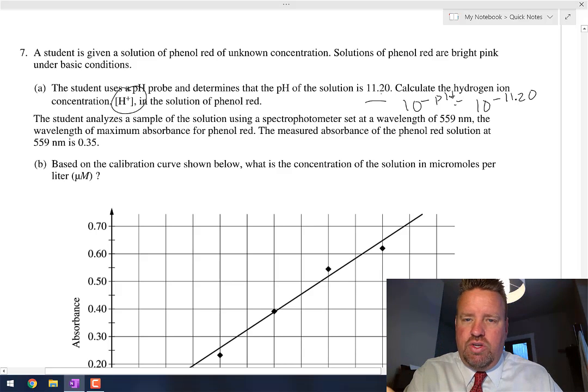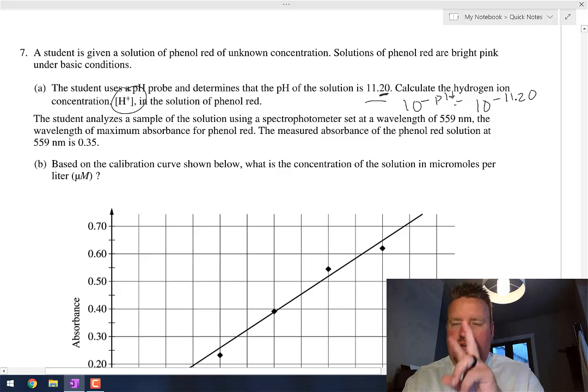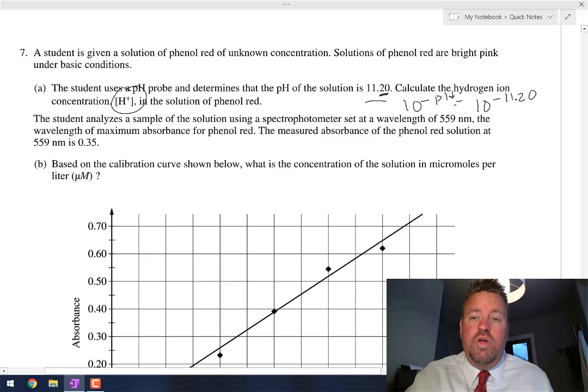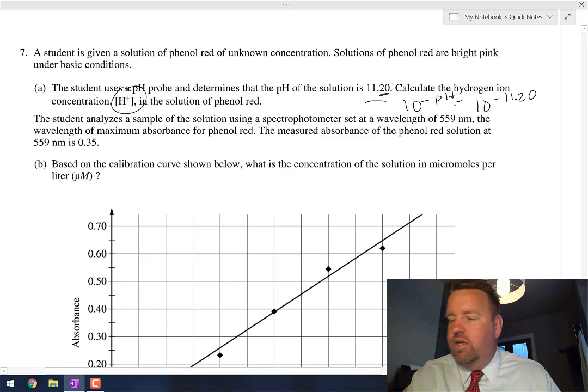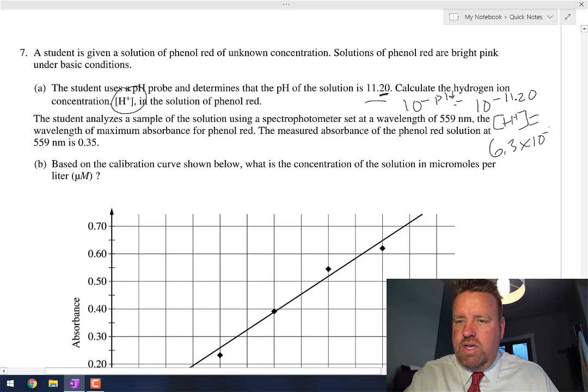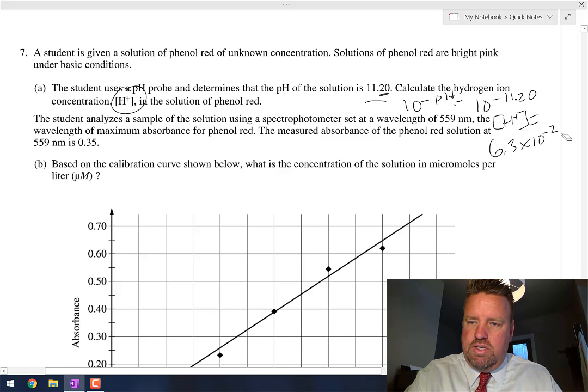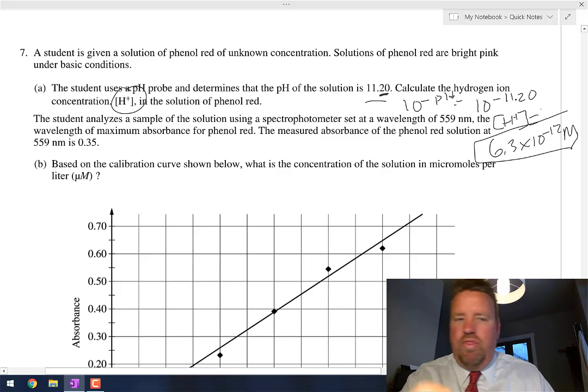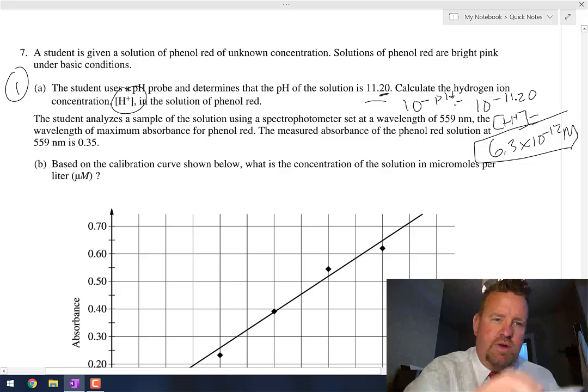Remember, with pHs, only the last 2 digits count for significant figures. So technically our answer should only have 2 significant figures in it. So I got a hydrogen ion concentration equal to 6.3 times 10 to the minus, not second, to the minus 12th molar. Okay? And that was a 1-point response.